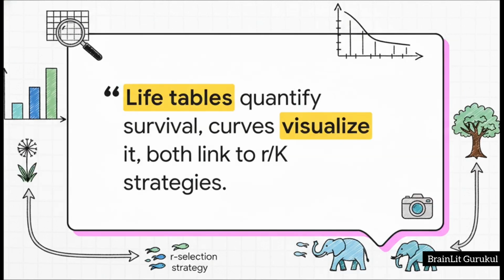So, what's the one big idea to take away from all this? It's simple. Life tables give us the numbers, survivorship curves give us the picture, and both of them reveal the deep R and K strategies that shape the entire natural world. It's data, picture, and strategy.